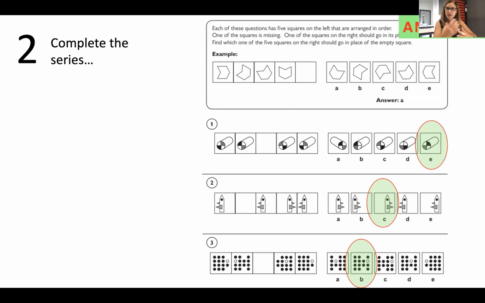Okay, so we're looking at a sequence here and how the sequence changes. So for the first question, you will see that this rod here has rotated 90 degrees clockwise, and then 90 degrees again and again and again. So your answer to question 1 is E.